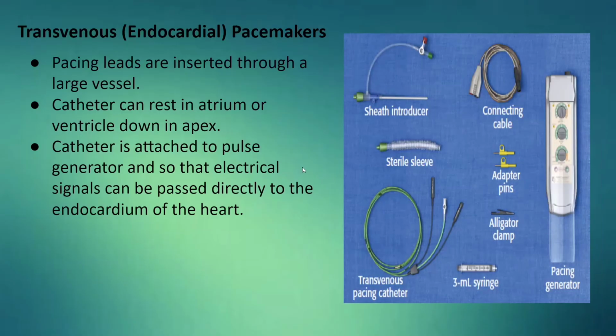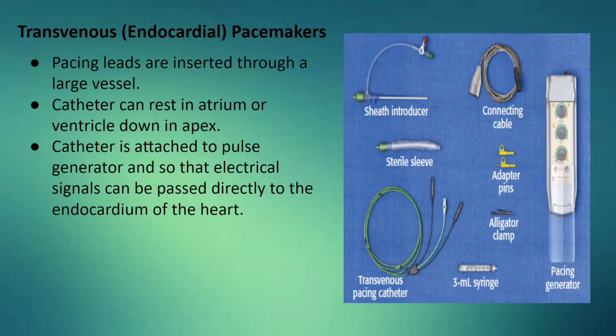So now let's talk about transvenous or endocardial pacemakers. In this setup, we are going to have pacing leads, and these are going to be inserted through a large vessel, usually either the internal jugular or the subclavian, and these are going to be passed through the heart, so the end of the catheter can either rest in the atrium or in the ventricle down in the apex.